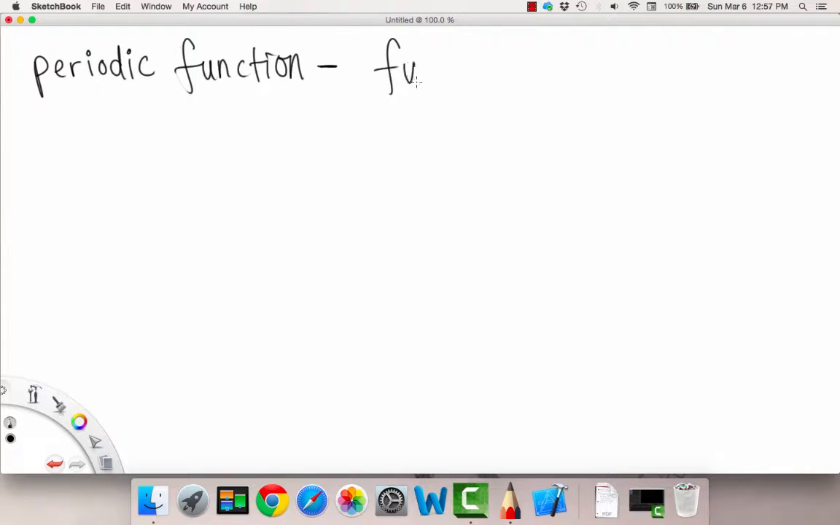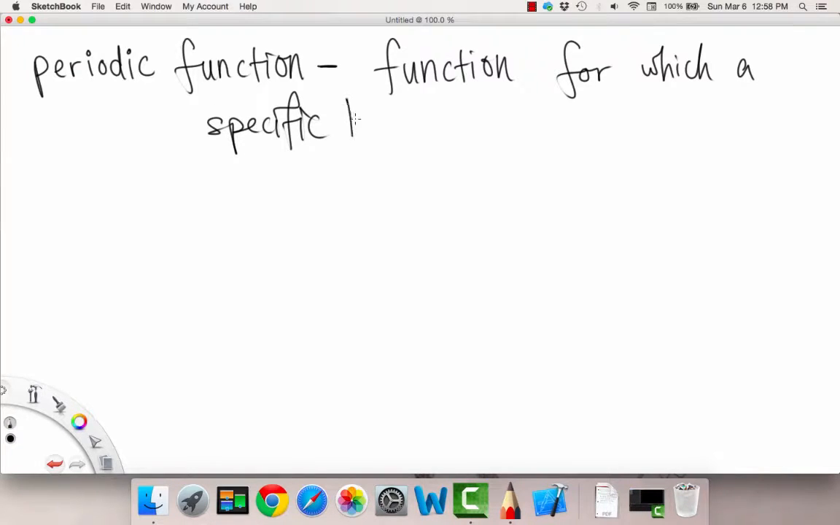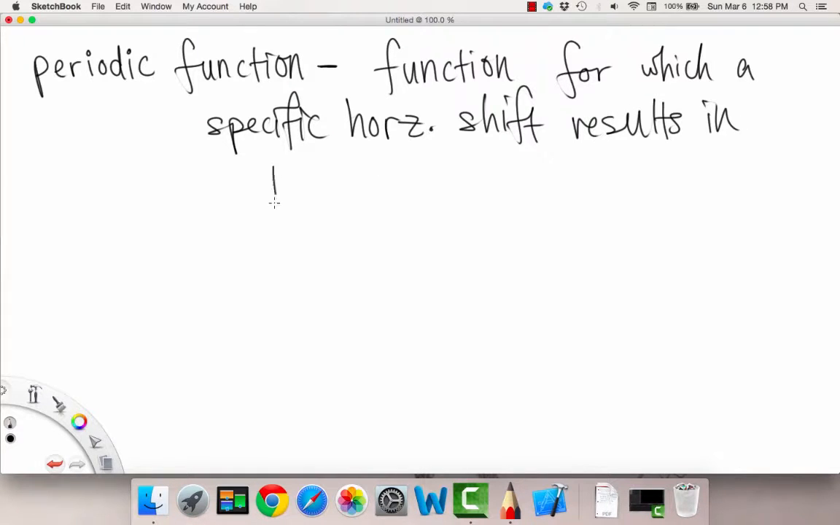A periodic function is a function for which a specific horizontal shift, so basically you shift your graph, results in the original function that you started with. Okay, so what does this mean?